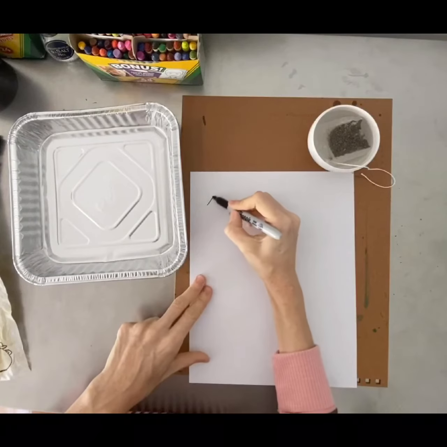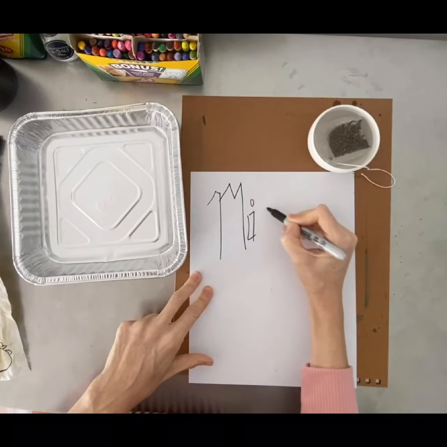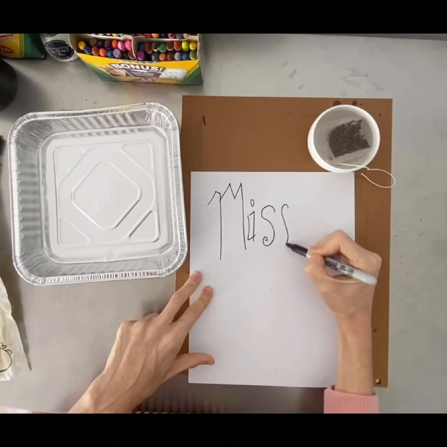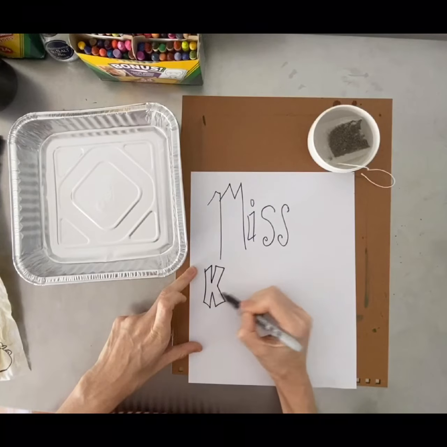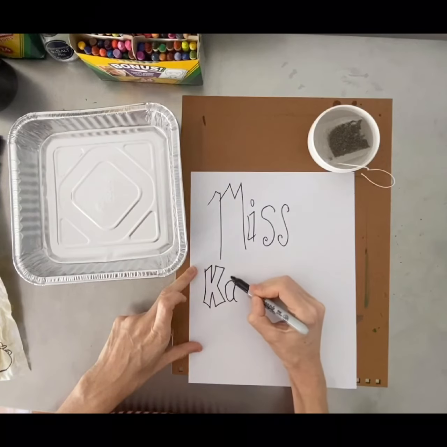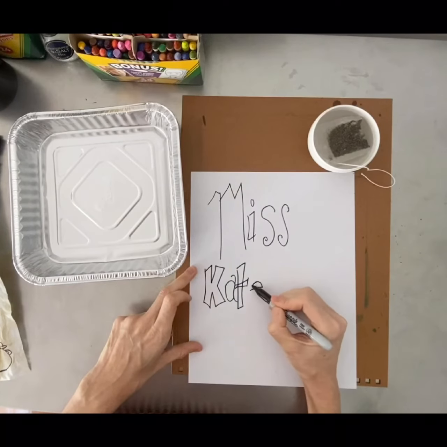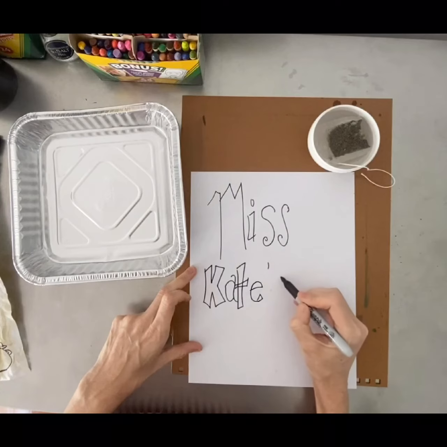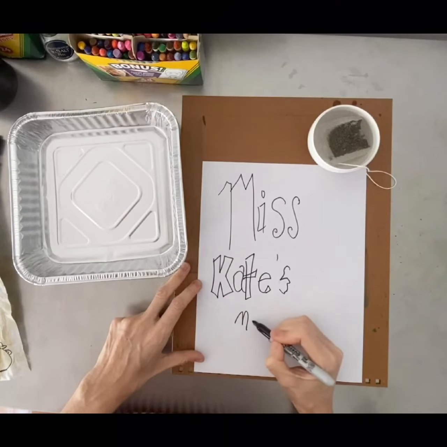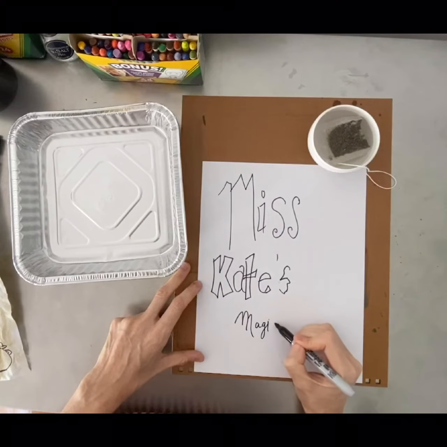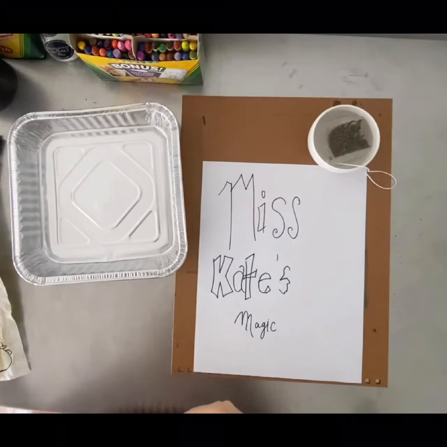So I'll put, let's see, Miss Kate's, and you can do it with fun letters, you can do really silly writing, however you feel. I'm going to do this a little bit fast so we have time. Miss Kate's Magic. Okay, you can add in all the details, some extra little drawings on the sides.